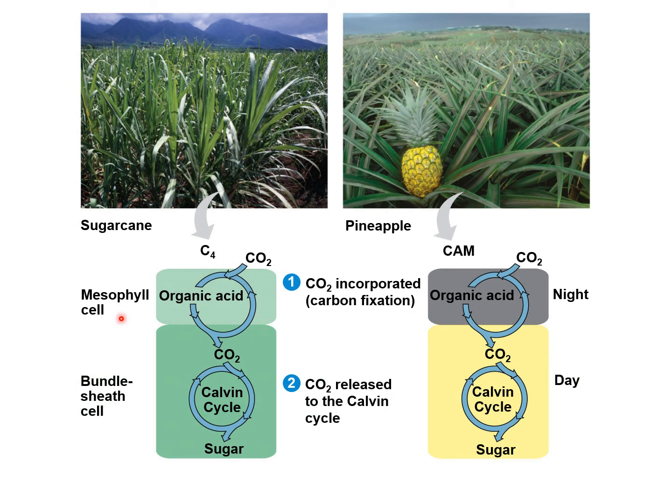And so here is our C4. It's a spatial way of protecting the plants, and we've got sugarcane here as an example. And then a CAM plant that's very popular with humans is pineapple. CAM actually uses a temporal separation rather than a spatial separation. We're using 2 cells in the C4. We're using 1 cell in the CAM, but it's a temporal separation rather than a spatial one.